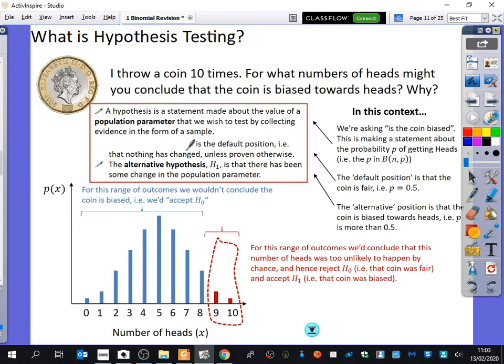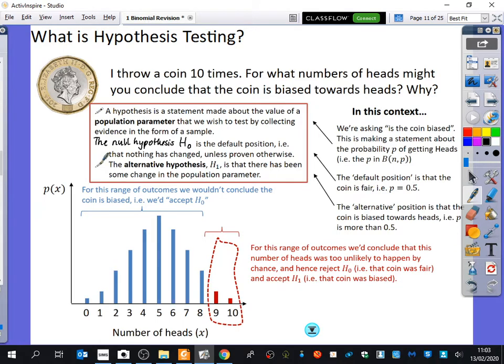For some reason, this bit hasn't printed properly, but it should say, so you can add this in, the null hypothesis, which we write as H0, is the default position, i.e. that nothing has changed unless proven otherwise. So in this particular case, the default position for this coin is that we think the coin is fair, that the probability is 0.5. And null is another word that means nothing. So we're just saying this is the hypothesis that we think is normal, okay?